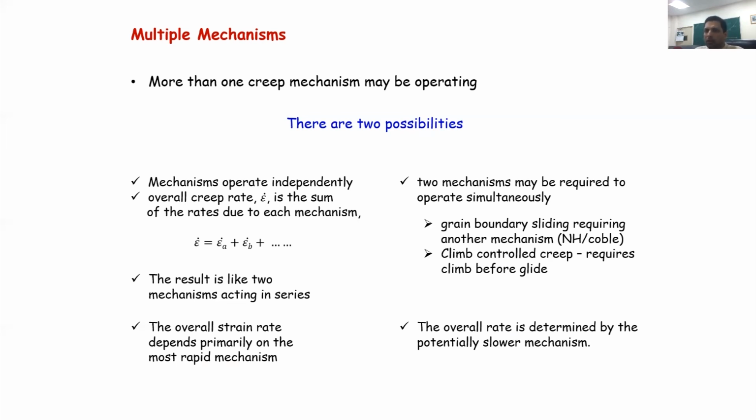So this one is basically one after the other, and therefore whichever one is slower would be the one which will control the rate. While here it is the sum of these. So if one is very large, then that would be the one that will control the overall rate. So we can have multiple mechanisms also, and that too, it can happen in two ways, either independently or simultaneously.